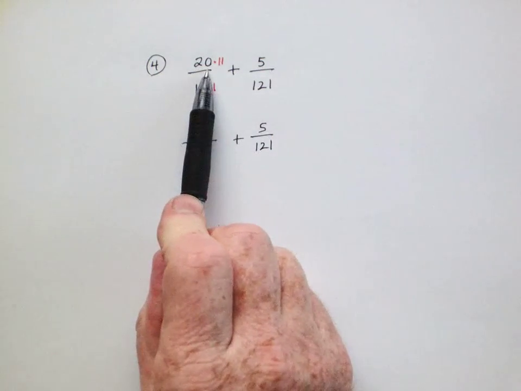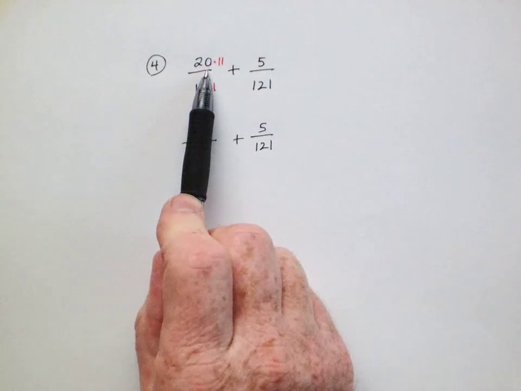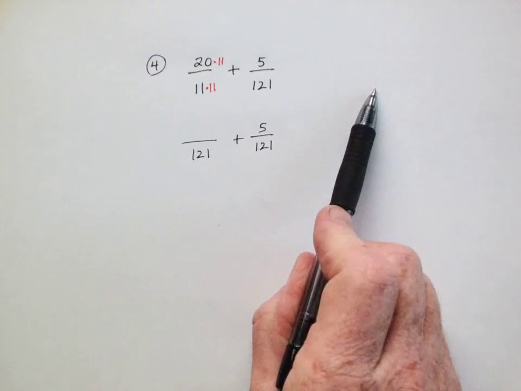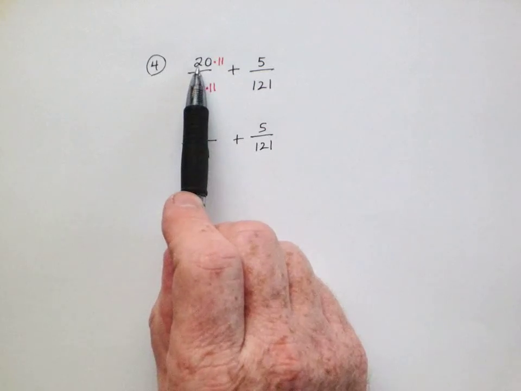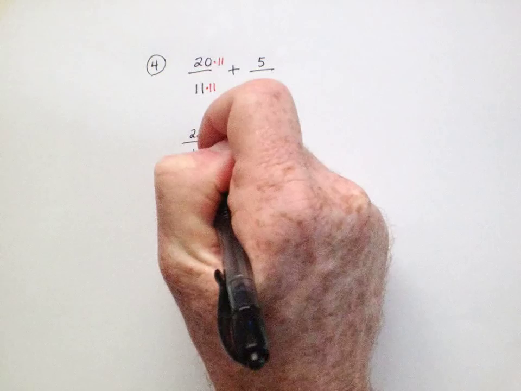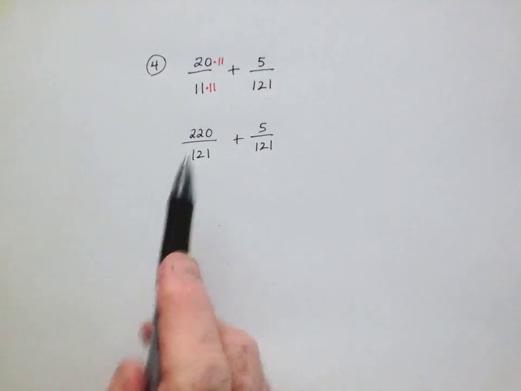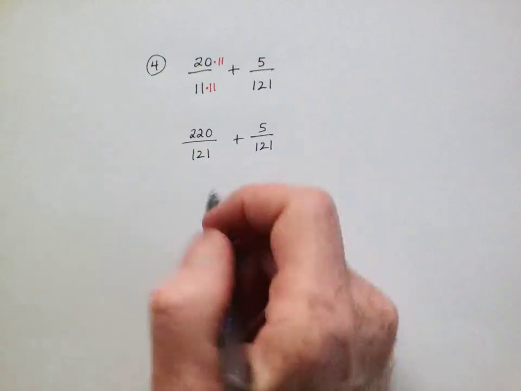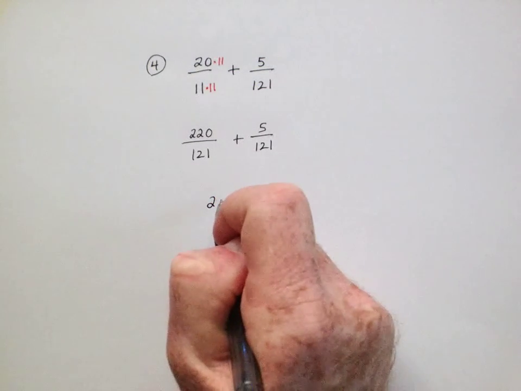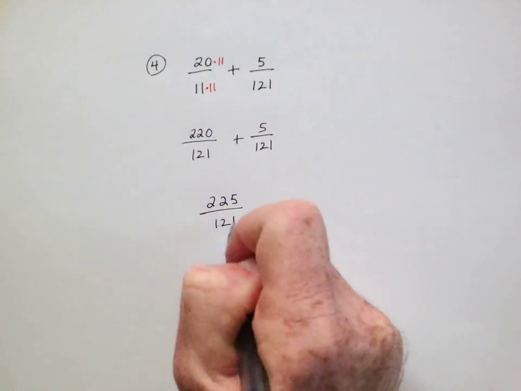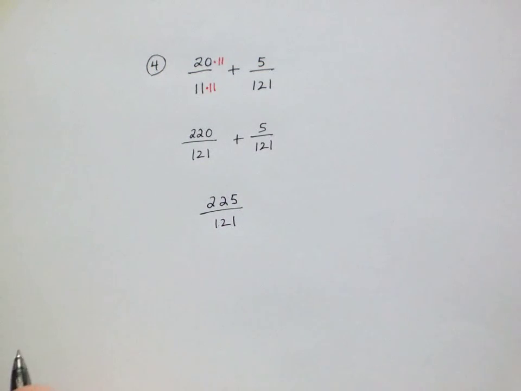But then I need to figure out this part. What's 20 times 11? I could just multiply it out like I've been doing over here on the side, but you could actually say, well, I know what 2 times 11 is. That's 22. And then it would just have an extra 0 on the end because of this. All right, now combine these together. So it's going to be 225 over 121. And then you always have to reduce fractions if possible.